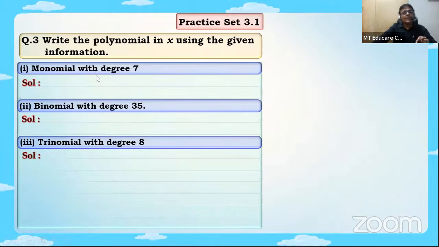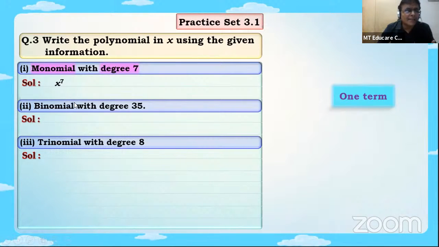Monomial with degree 7. That means the highest power should be 7. Acha, they want monomial also, degree also. Now this is a combination of both. Monomial, so how many terms should I have? Students tell me. Monomial means how many terms? Very good. Only one and only one term. So monomial means one term. I need only one term, and the power of the variable should be 7.